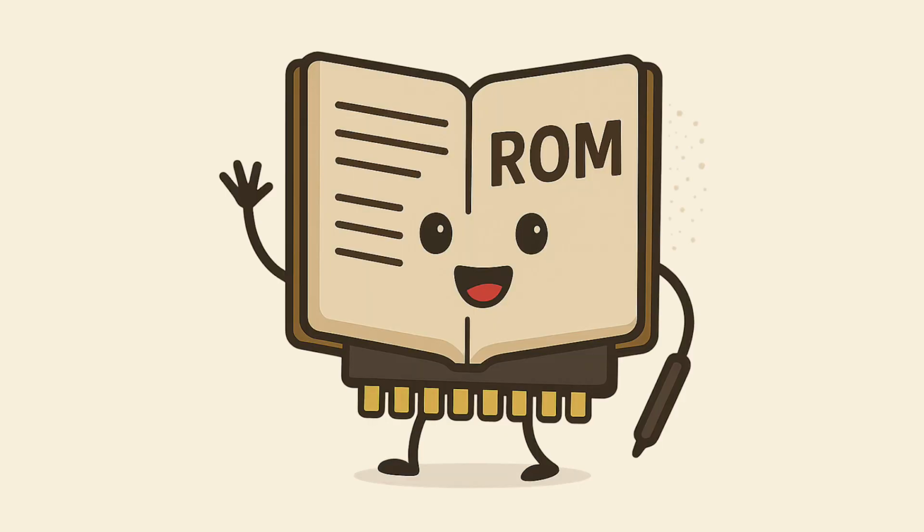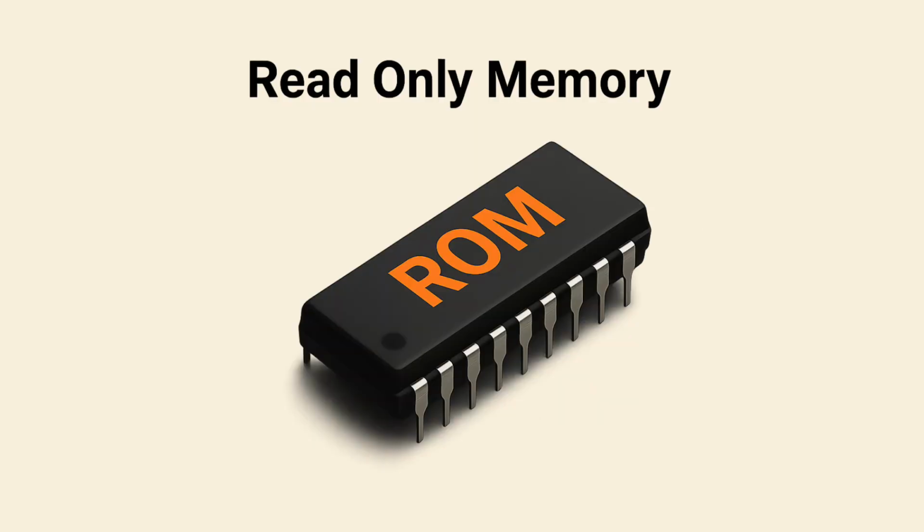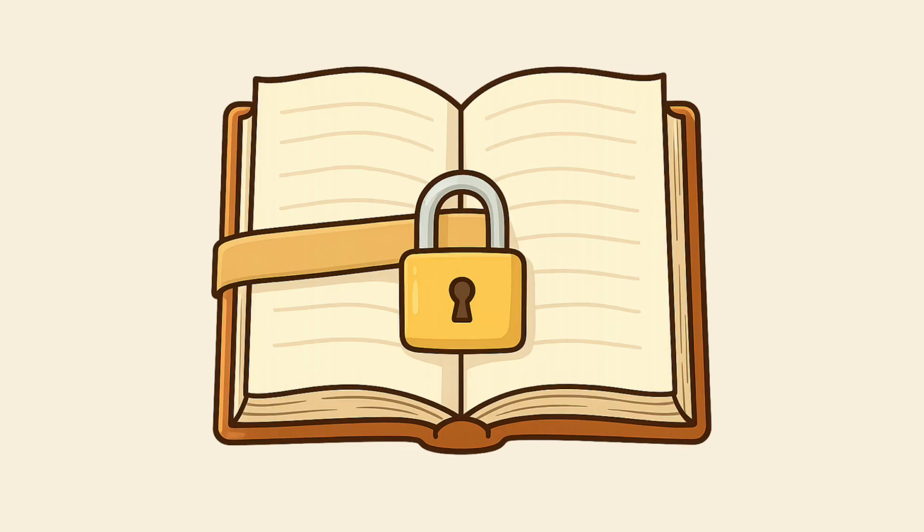So if RAM is the desk, what about the instructions that must never be forgotten? For that, computers use ROM, their built-in manual. If RAM is the desk where you work, then ROM is the manual that never leaves the office. ROM stands for read-only memory. It's the place where permanent instructions are stored. Think of it as a locked book. You can open it and read it. But you can't erase the pages or rewrite them.